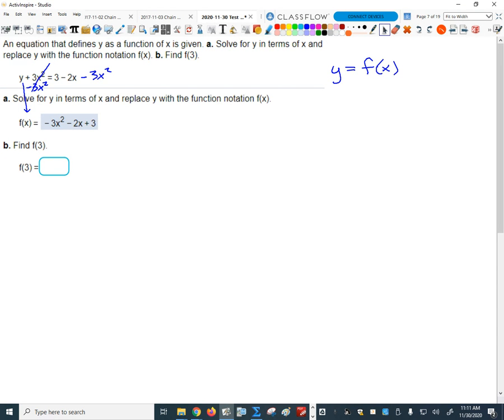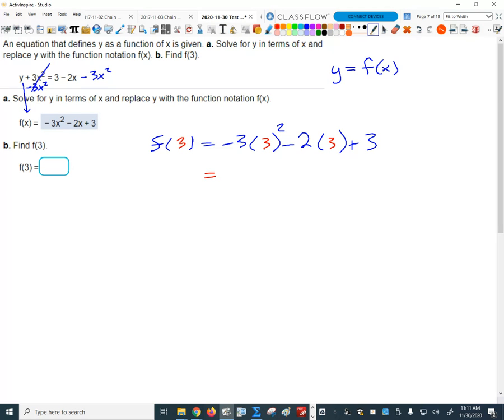And then finally, f of 3, well, that's just what I'm going to get when I plug 3 in, right? So if I plug 3 into this function, every place where I have an x, I'm going to open up an empty quantity. So I get negative 3 times something squared minus 2 times something plus 3. And my something this time is a positive 3.